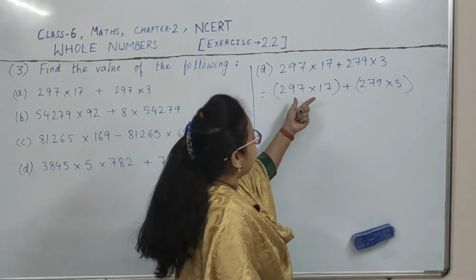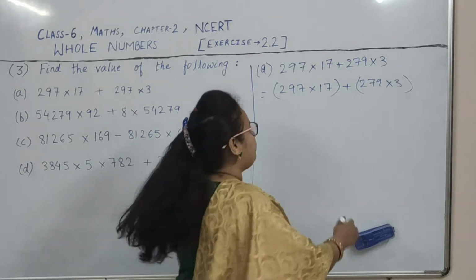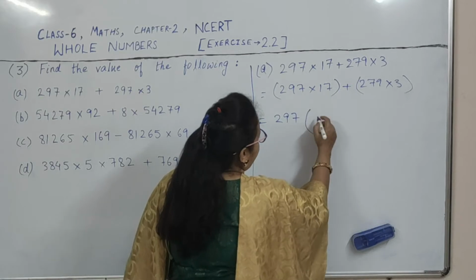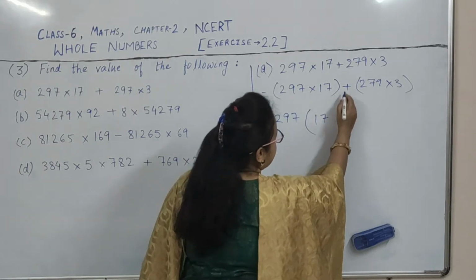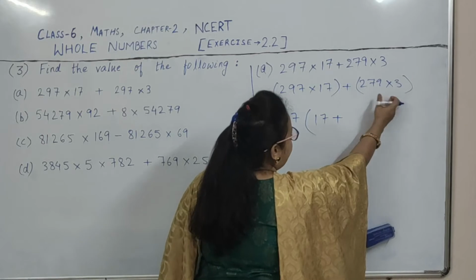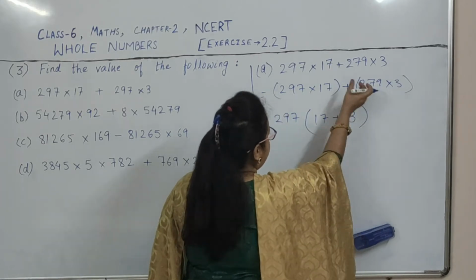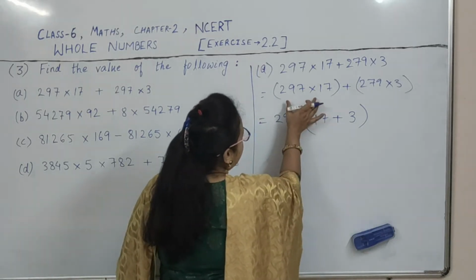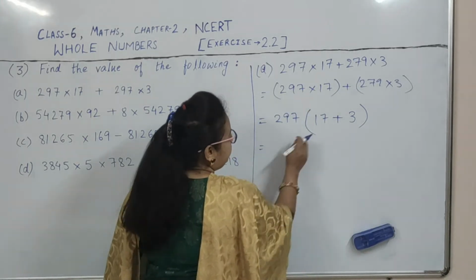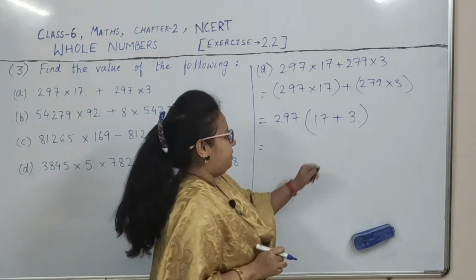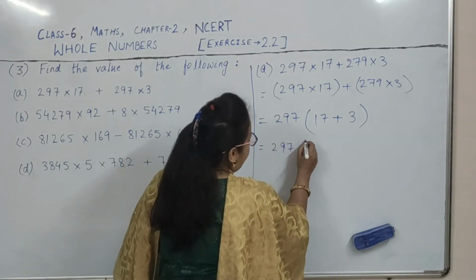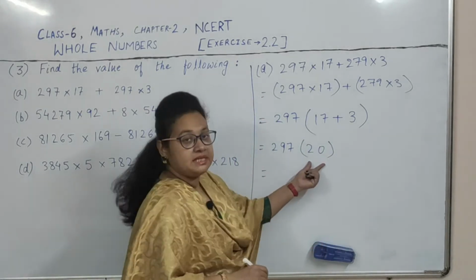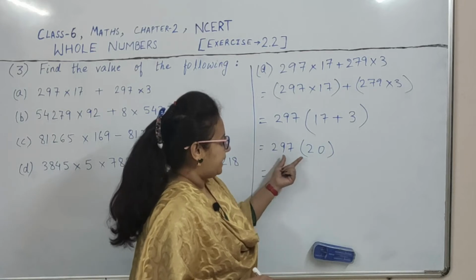Okay, and 297 is common in both. So what will we do? We will take this 297 out. What remains in the first bracket? In the first bracket 17 remains, the plus sign is there, and in the second term 3 remains because 297 is taken out. So 297 is out and 3 is inside, and 17 is inside for the first term. The plus sign is there, so we have put the plus sign in between. Now 297 and 17 plus 3 is 20, so we have written 20. Now these two numbers will be multiplied because bracket means to multiply.